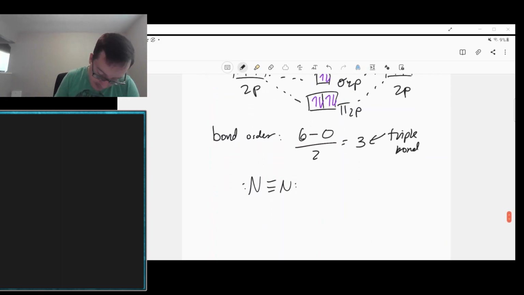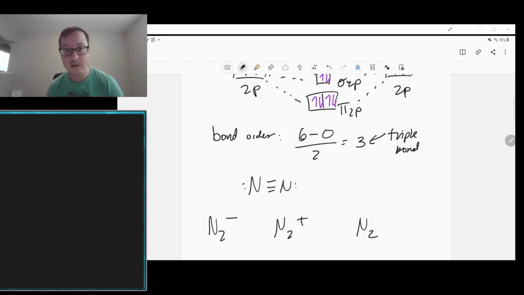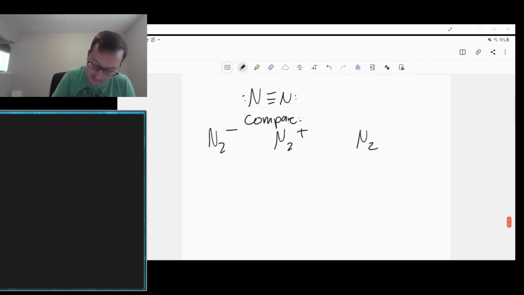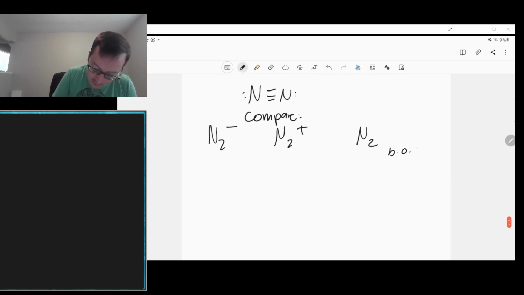All right. If we're to compare, say, N2 minus, N2 plus, and N2, we can compare them by looking at their molecular orbitals. Let's see what our stabilities are going to be expected to be. So let's take a look. N2 we just did. We have a bond order of 3.